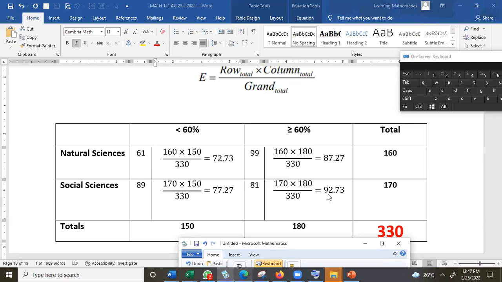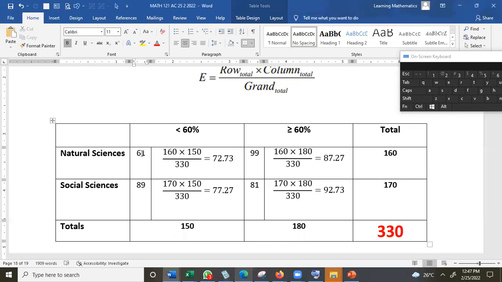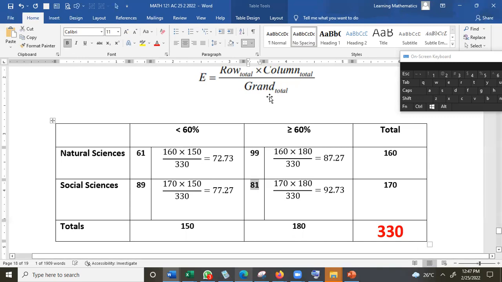expected for the 81. So here we have the observed. These are the values that were given. You will be provided with the observed values. You see how the table comes, exactly how you see it, that's how it will be provided to you. Okay, so all you need to do now is to calculate the expected values using this simple formula. So now we have the observed and we have the expected.